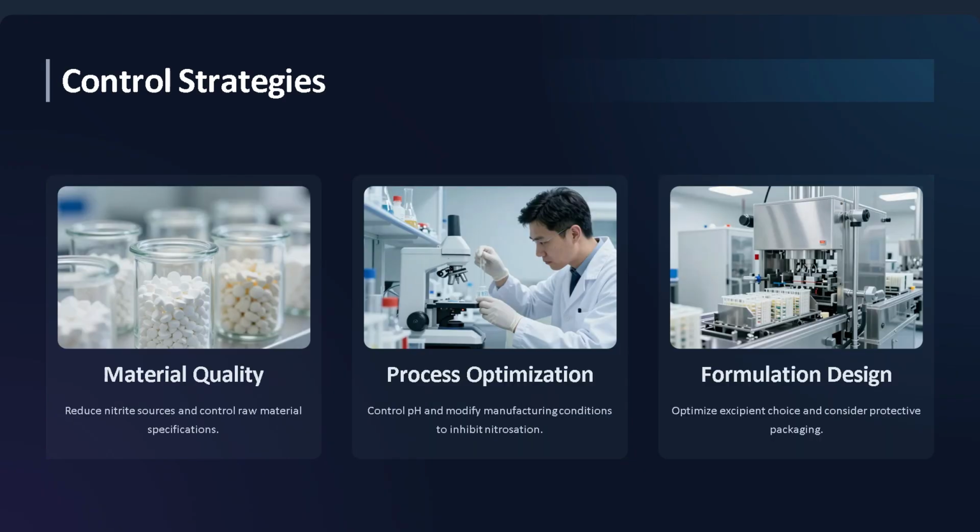Fortunately, NDSRIs can be controlled with the right strategies. Material quality is essential. Nitrite sources must be minimized, and raw materials carefully controlled. Process optimization also helps. Controlling pH and manufacturing conditions can prevent nitrosation. Formulation design is another key factor. Choosing the right excipients and packaging can reduce risk. These steps help ensure product safety.